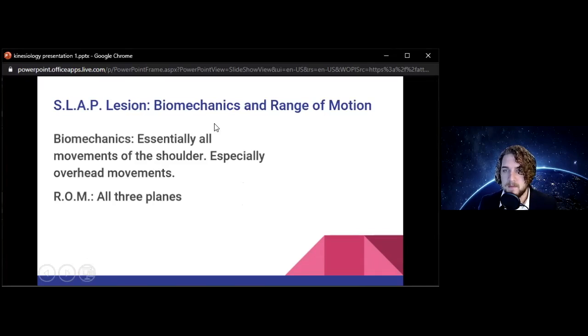For biomechanics, similar to what Connor said when describing the movements of the shoulder, because it is the true shoulder joint, it can do all of those movements in all three planes of movement and on all three axes of movement. But typically, the biomechanics of a repetitive SLAP lesion injury is a repetitive overhead movement.